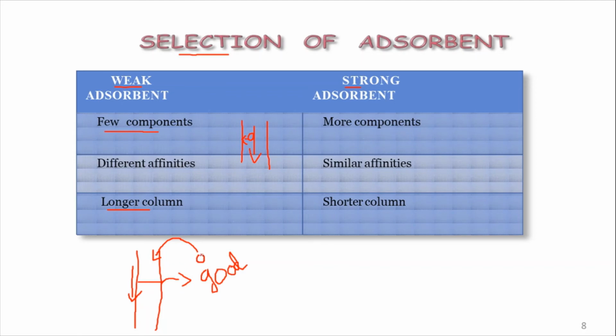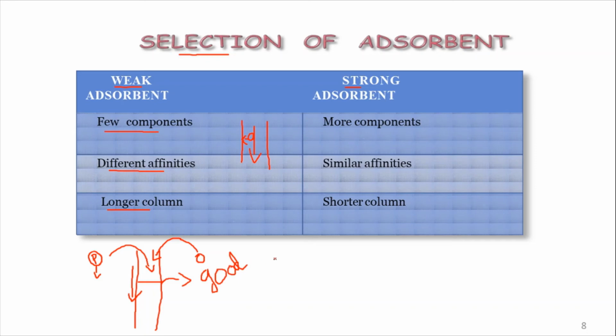So if you are choosing the adsorbent for a longer column length, because during packing we are giving some pressure using a piston, the stationary phase has to resist the pressure for the longer column packing. Yes, it allows some different affinities.